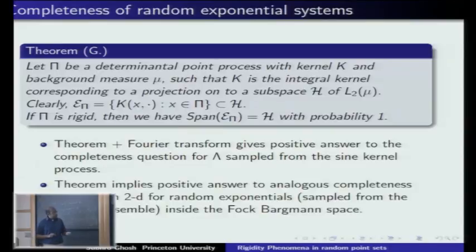In the case of two dimensions, you can ask a similar question to the sine kernel process. This time you can ask it with the Ginibre ensemble, and your exponentials will be E sub z of w is equal to e to the z bar w, and completeness is considered in the Fock-Bargmann space. This theorem shows that there is completeness in the Fock-Bargmann space for the Ginibre ensemble. So, any questions about this?